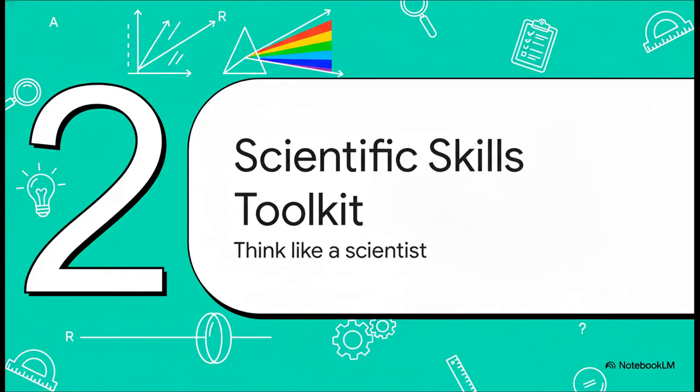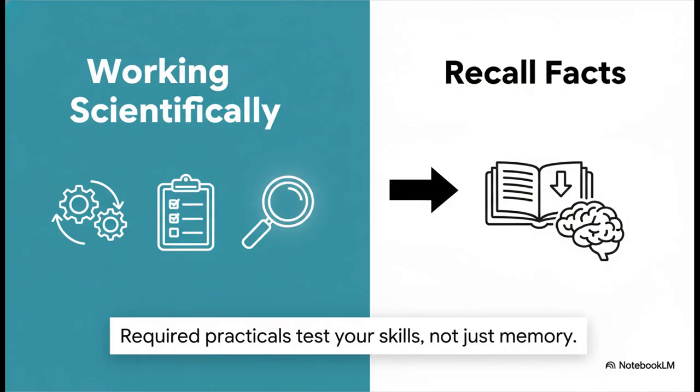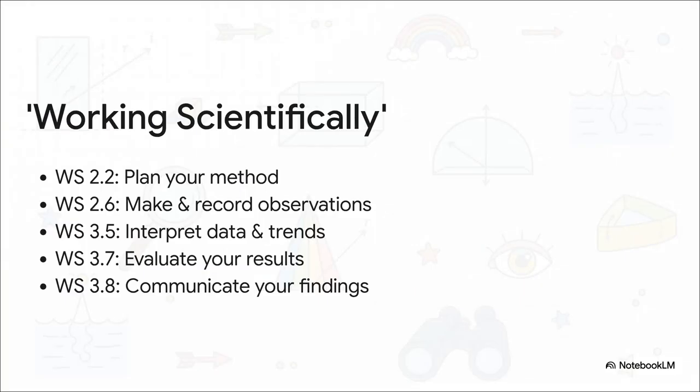Okay, let's switch gears. We've got the physics concepts sorted. Now let's talk about the skills that the examiner is really testing you on. Now this is so important to get. The AQA spec is really clear that these required practicals, like number 9, are all about testing your working scientifically skills. They want to see that you can think like a scientist, not just that you can remember facts about light. So this is your toolkit.